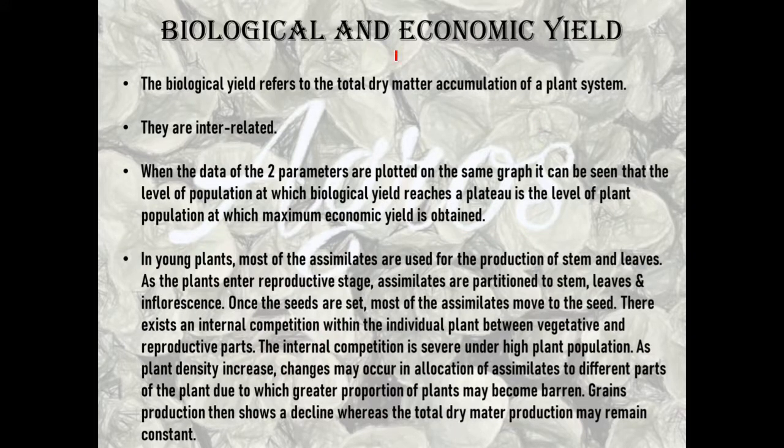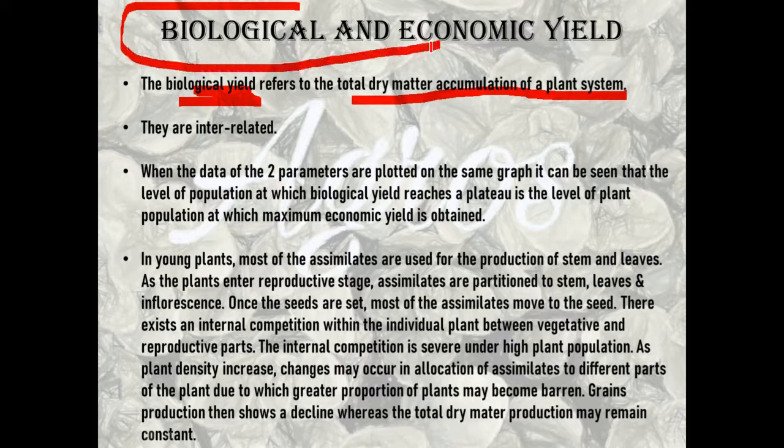Then we will see biological yield and economical yield. First, let me point out the difference between them. Economical yield is the yield through which we can collect money or cash from the market. But biological yield takes into consideration the whole dry matter of the plant system. Biological yield is the total dry matter accumulation of a plant system, and surprisingly they are also interrelated, of course. So how are they related?